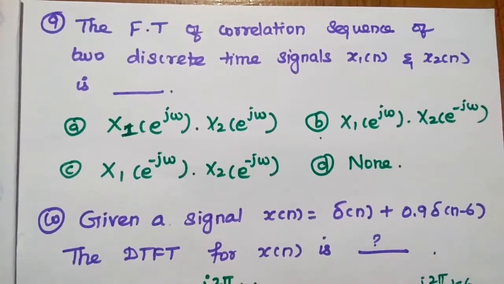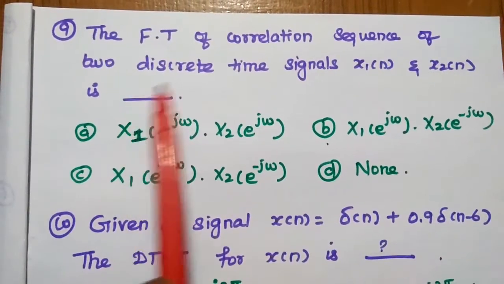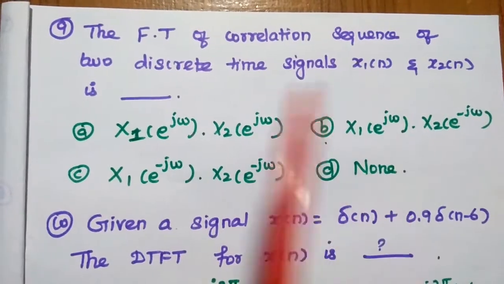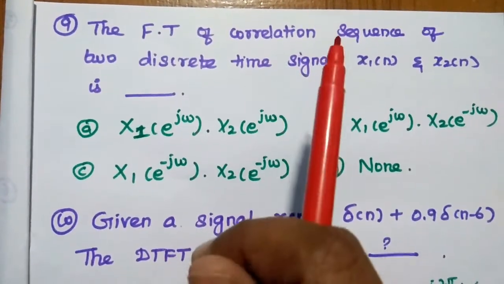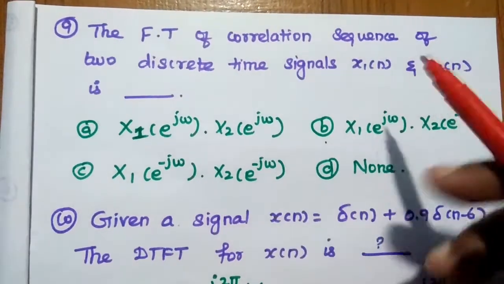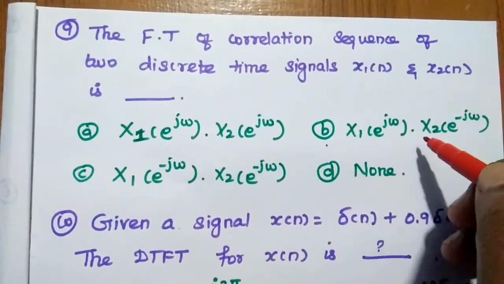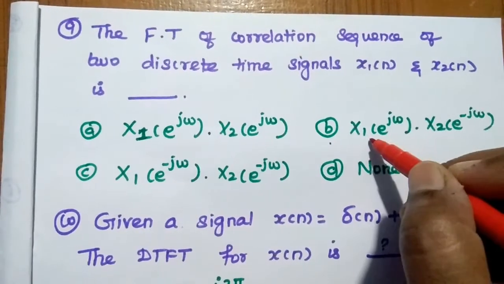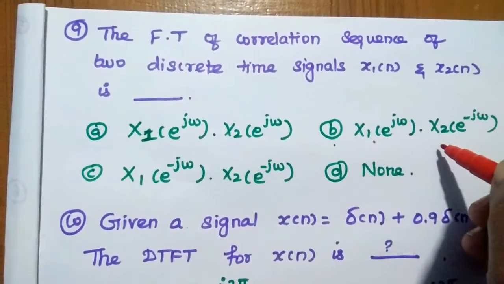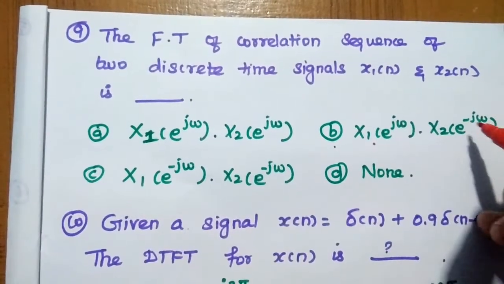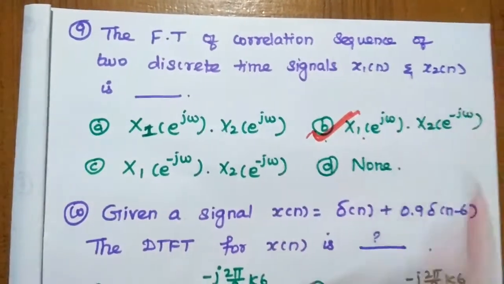The Fourier transform of the correlation sequence of two discrete time signals x1 of n and x2 of n is equal to what? So this is the correlation property. The correlation of two signals is equal to the multiplication of the two signals, x1 of e power j omega, where omega is the actual omega value, but for the second signal it is e power minus j omega, right? So this is the answer.